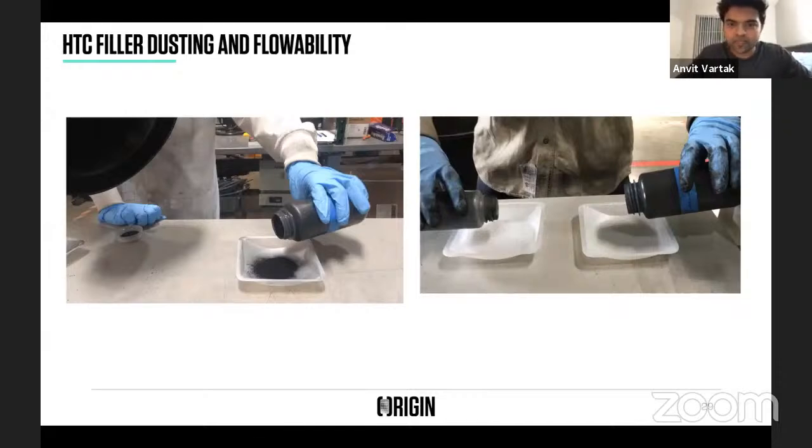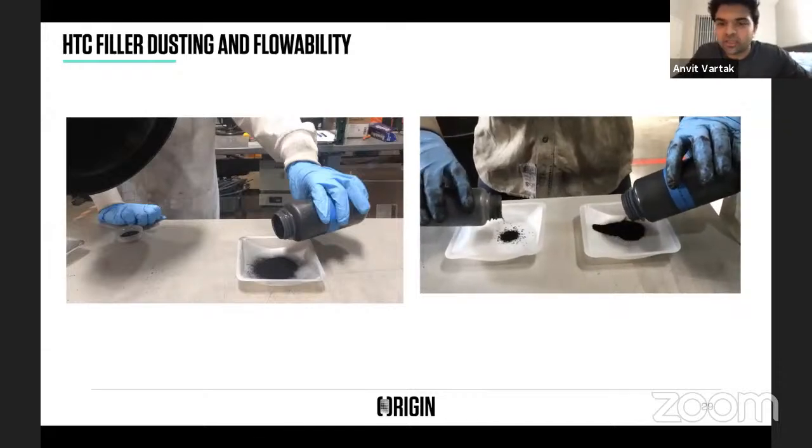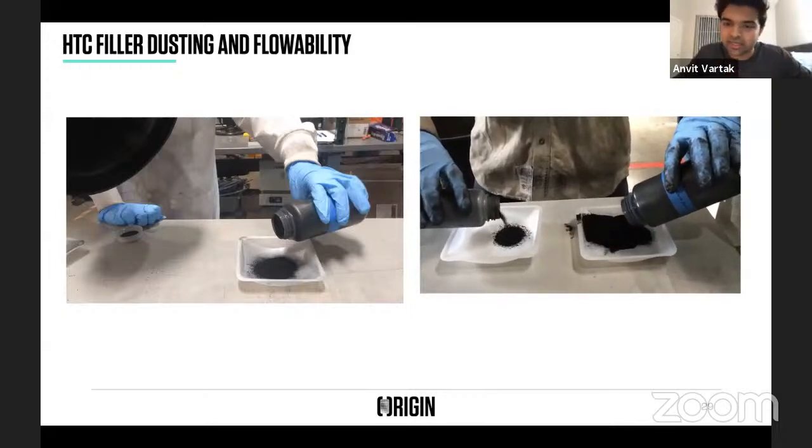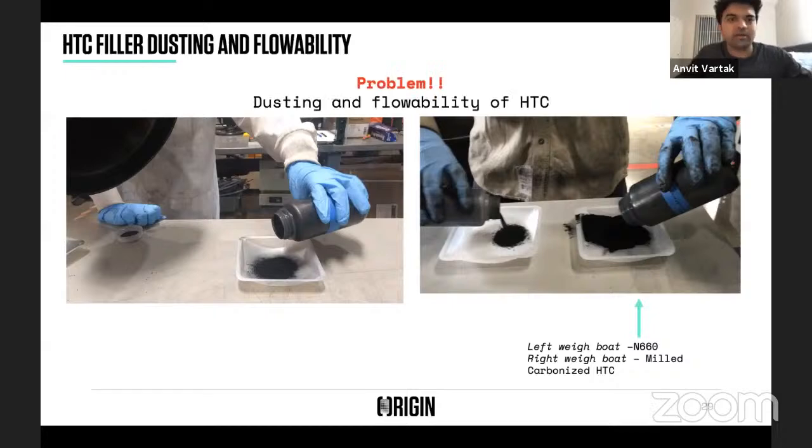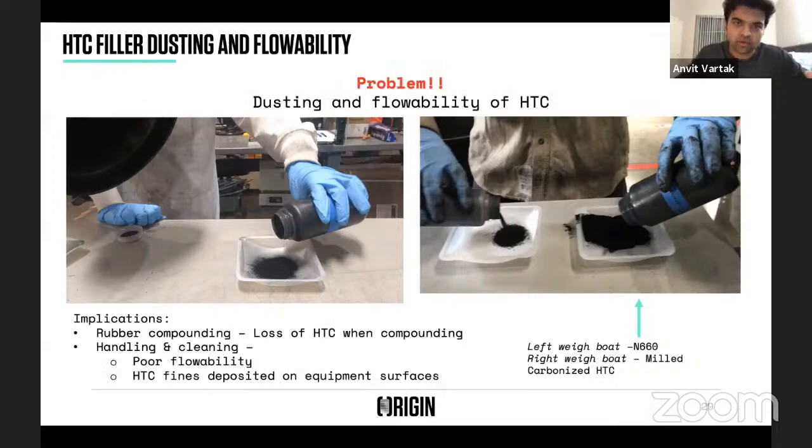So compared to carbon black on the left, see how free flowing carbon black is, but not our material. It's struggling to come out of the jar and also dusty and spraying everywhere. So a very big physical handling issue of dusting and flowability, which also presents a lot of risk, safety risk, when you don't clean everything properly, and eventually it can deposit on a lot of equipment surfaces and have certain other implications. So how do you do that?